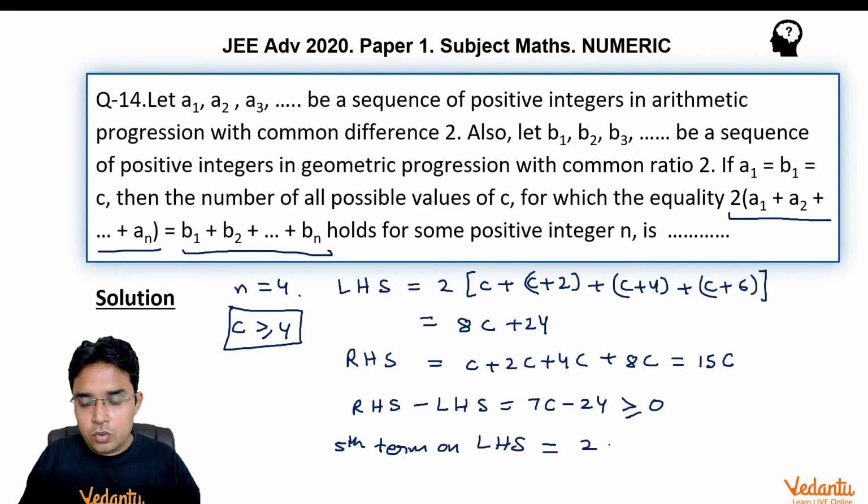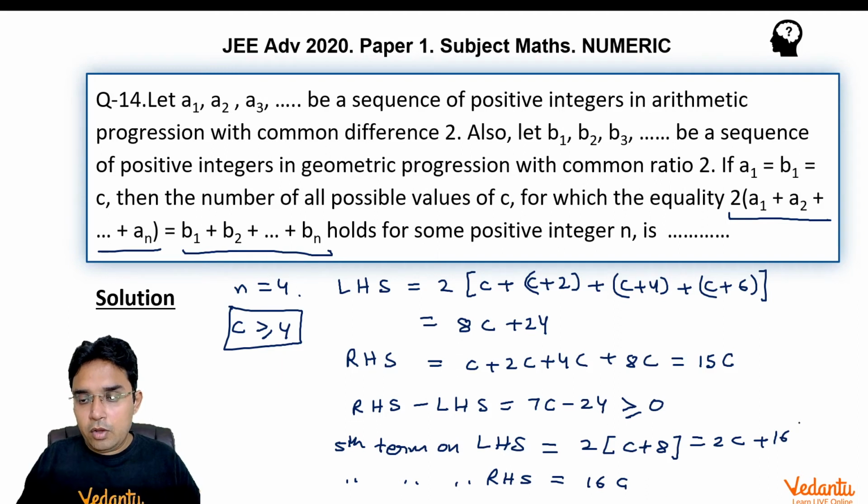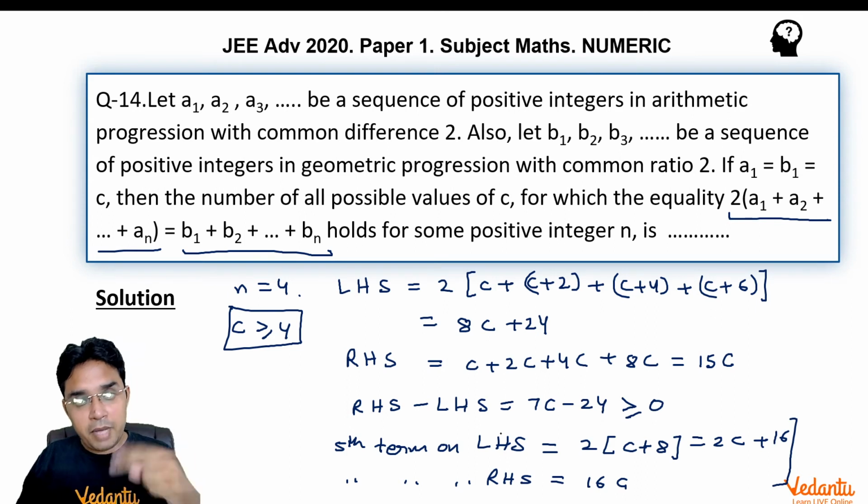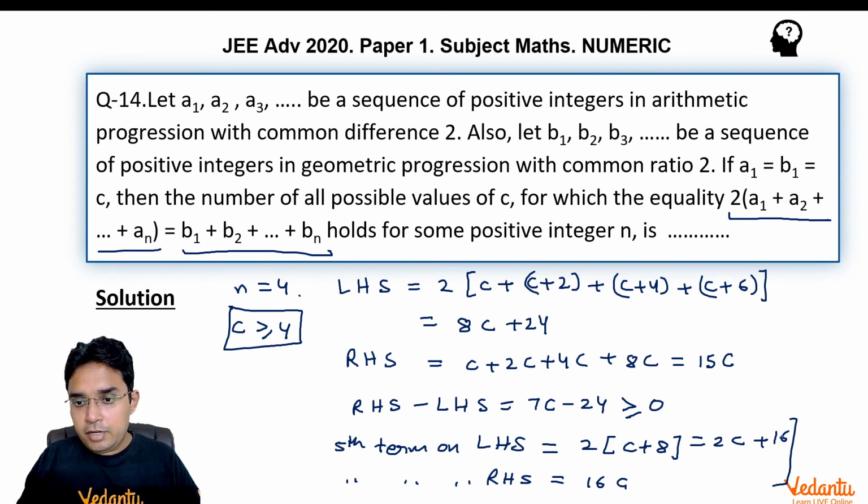Now if I focus on the fifth term on both sides, the fifth term on LHS will be 2 into c plus 8, which is 2c plus 16. Similarly, the fifth term on RHS will be 16c. Now if you take the difference of these two, fifth term of RHS minus fifth term of LHS, it will be 16c minus 2c minus 16. So the difference here would be 14c minus 16.